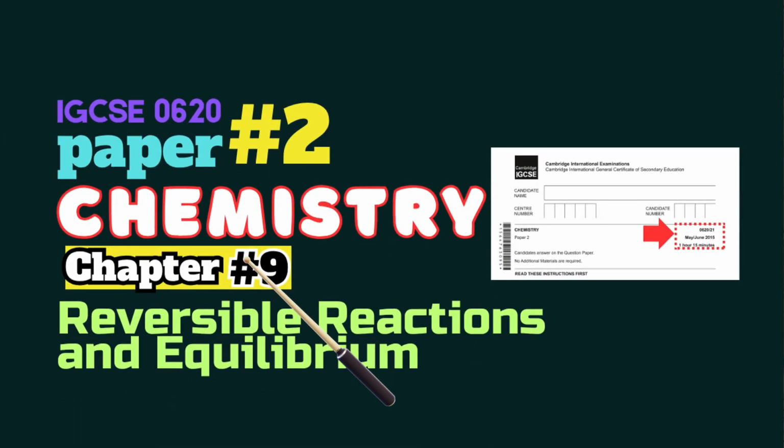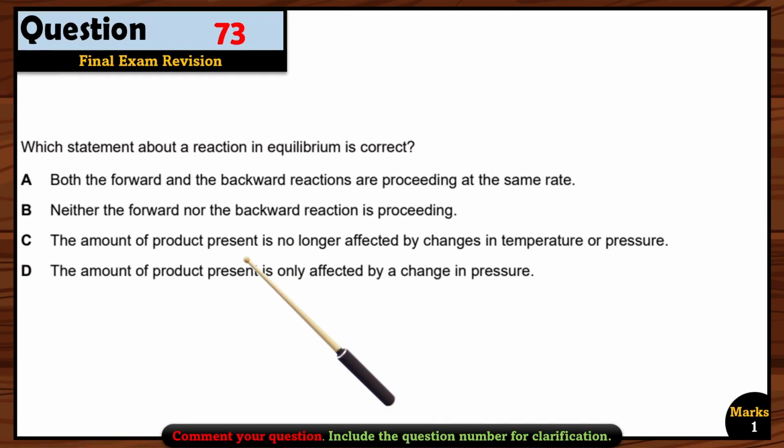Now let's come towards chapter 9, the reversible reactions and equilibrium. Many students are confused with some of the options that are related to chapter 8. So I will explain which factors are actually related to equilibrium, because the factors that are related to equilibrium position and to the rate of reaction are different. Not all of them are the same. So now let's see one by one which statement about a reaction in equilibrium is correct.